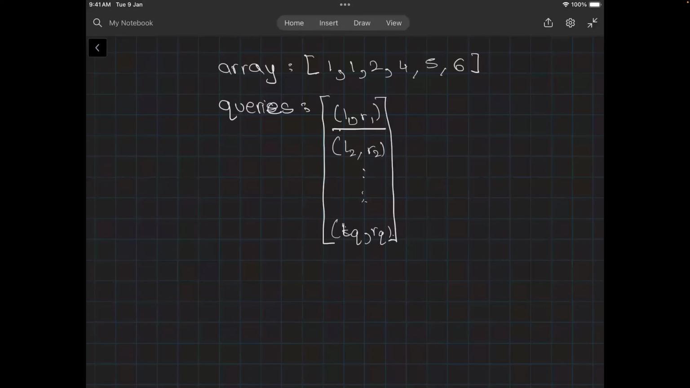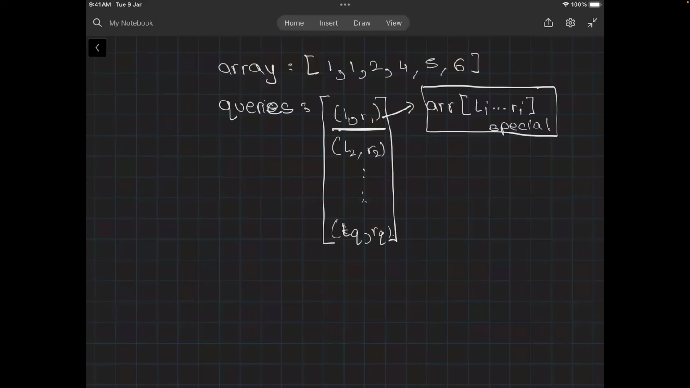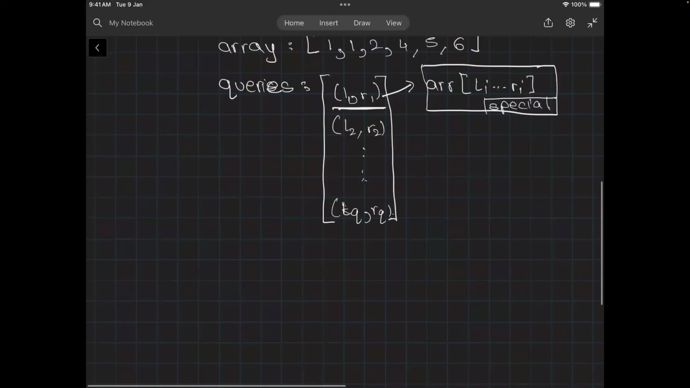For each query, we want to know whether the subarray arr[Li to Ri] is special or not. We just discussed how to check if arr[Li to Ri] is special or not. And what is the basic idea of checking if something is special or not?